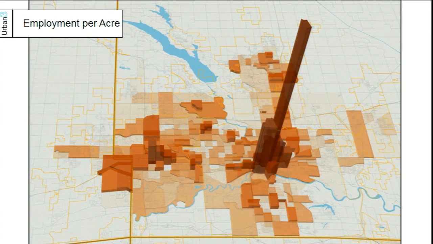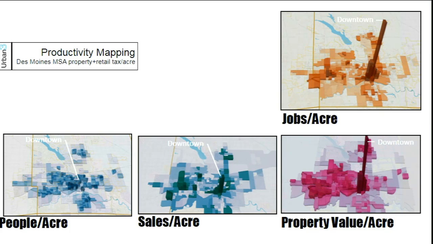When we get to employment density, anybody know what's based in Des Moines? Wells Fargo. So there's a quarter of all the jobs in the entire region located in downtown Des Moines. So pulling these things side by side and showing them in 3D lets us sort of understand where our patterns are correlating.